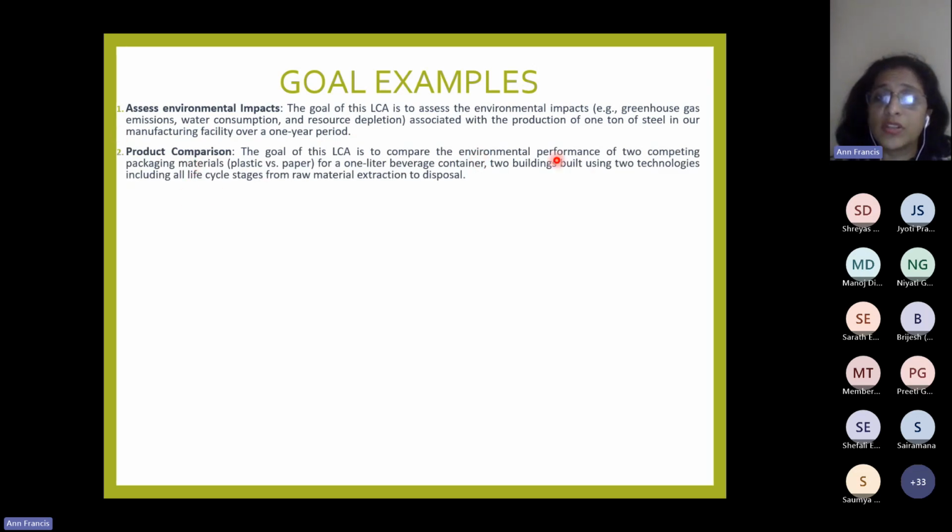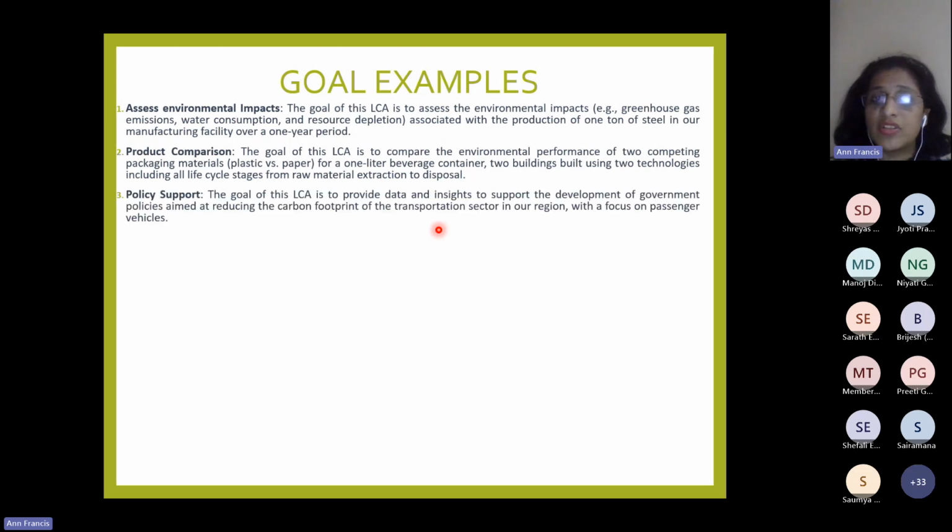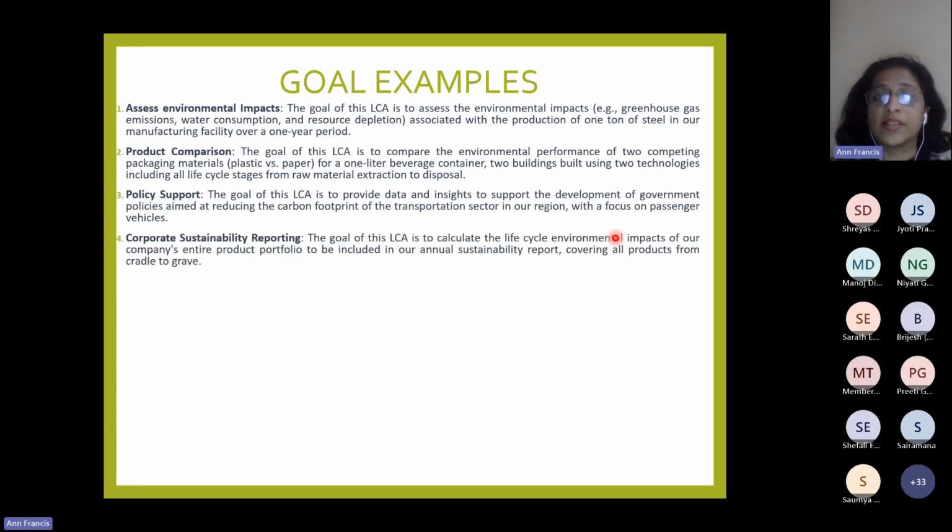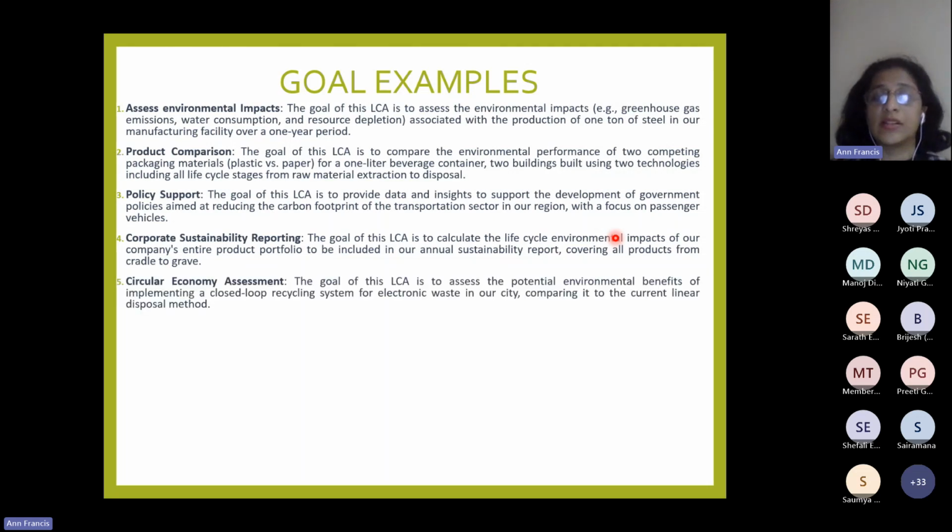Then we could use it to just compare two buildings using two different technologies, two different packaging materials, two different construction materials. We can just use it for product comparison. But what unit you would use is very important. Then, as I mentioned, for policy understanding, people do use LCA extensively. Today, when we talk about sustainability reporting, we find the use of LCA extensively. Many companies come out with LCA results.